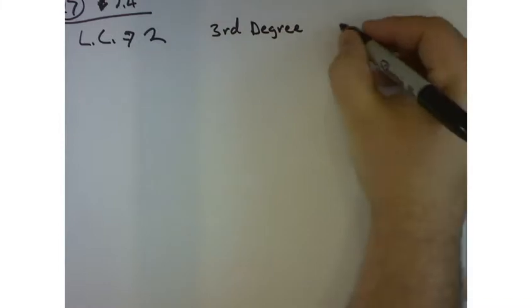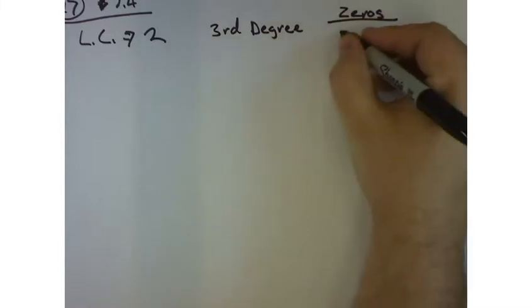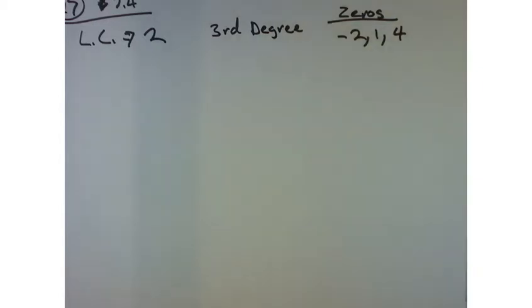And it has zeros at -2, 1, 4. Okay? So how do we do that? It's not real easy, but then again, it's not too hard. Those are the zeros that we have. And it just has to have a 2 at the beginning of it.